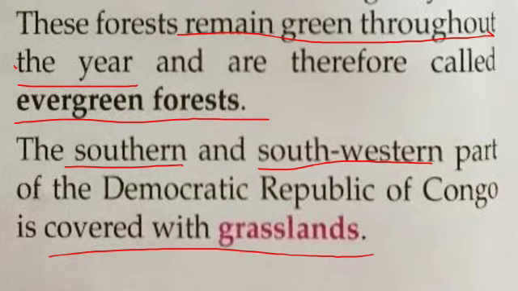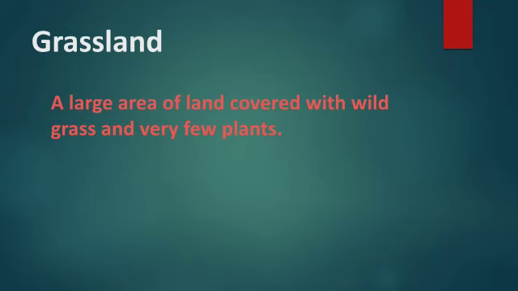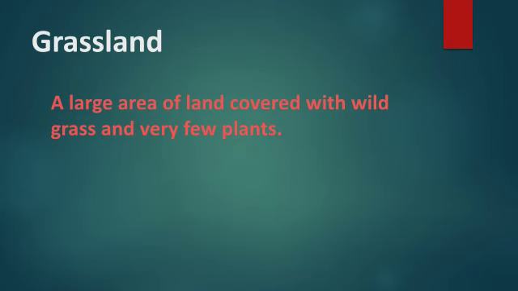The southern and southwestern part of Democratic Republic of Congo is covered with grasslands. Grasslands are a large area of land covered with wild grass and very few plants.